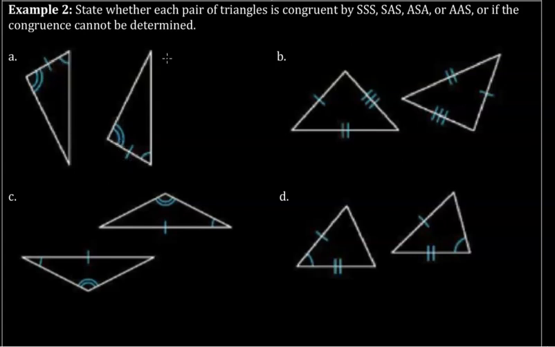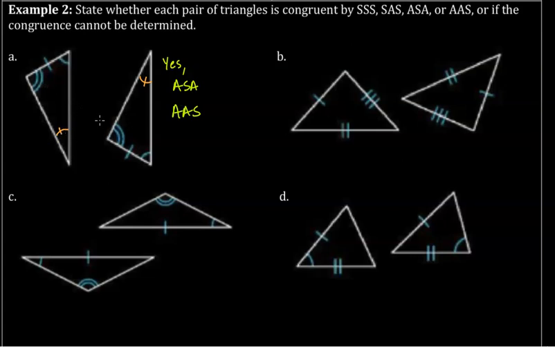So for this one, I'm going to say, yes, ASA works, but I'm also going to say AAS works, and the reason is, from that third angle theorem that we've talked about a little bit, this angle must also be congruent to that angle, because if 2 angles in this triangle are congruent to 2 angles in this triangle, then the third angles have to be congruent so that they would all add up to 180 in both triangles.